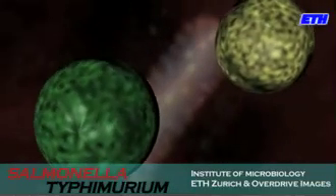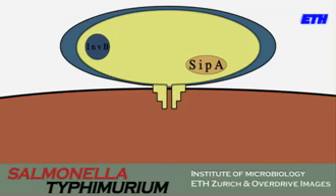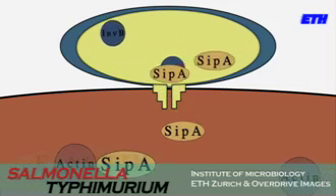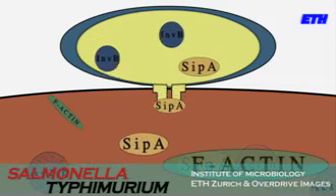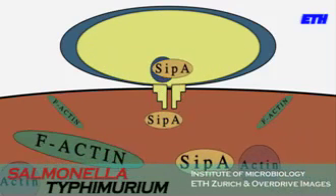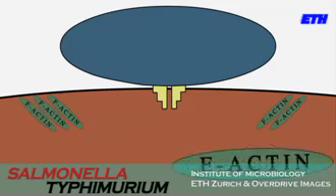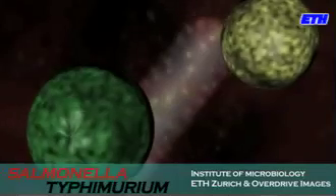Via this type 3 secretion system, Salmonella typhimurium injects a whole cocktail of toxins, the effector proteins, CYP-A, SOP-E and SOP-E2 into the intestinal cell. Inside the host cell, the effectors interact with cellular proteins and lipids and manipulate their function.